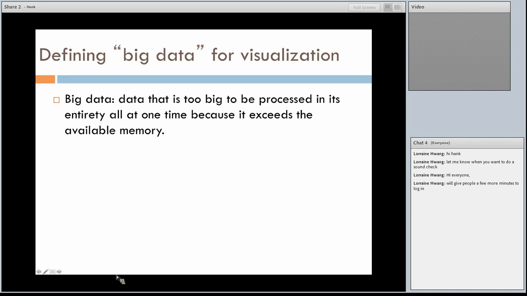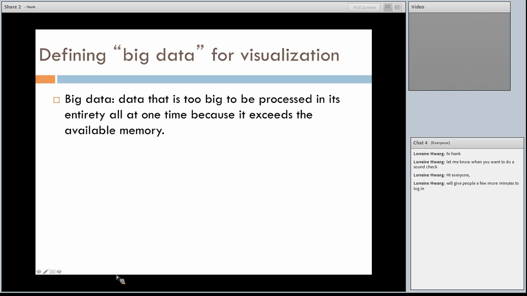Big data is data that's too big to be processed in its entirety all at one time because it exceeds the available memory. And if you parse that sentence, there's actually 3 clauses in there. The first clause is that it's too big to be processed in its entirety. The second clause is that it's to be processed all at one time.